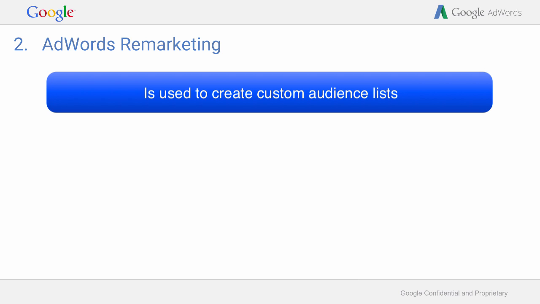You can then show the members of this list an ad to persuade them to come back to your website to complete the purchase. Or you might want to create an audience list for visitors who have completed a purchase and then use this list to exclude them from any future advertising.